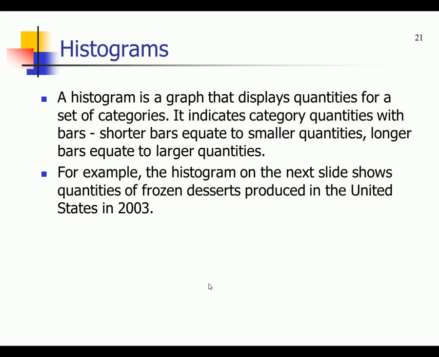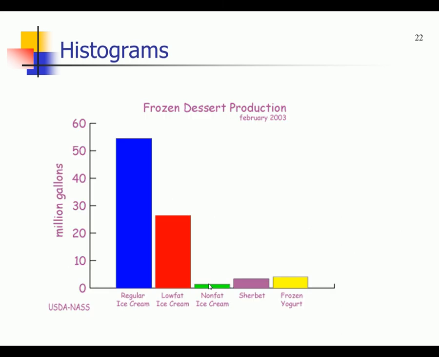All right, histograms. Okay, a histogram is a graph that displays quantities for a set of categories. It indicates quantities with bars. Okay, shorter bars are for smaller quantities. Larger bars are for larger quantities. Okay, easy enough? Okay. The next slide shows you the quantities of frozen desserts produced in the United States in 2003. Wow.